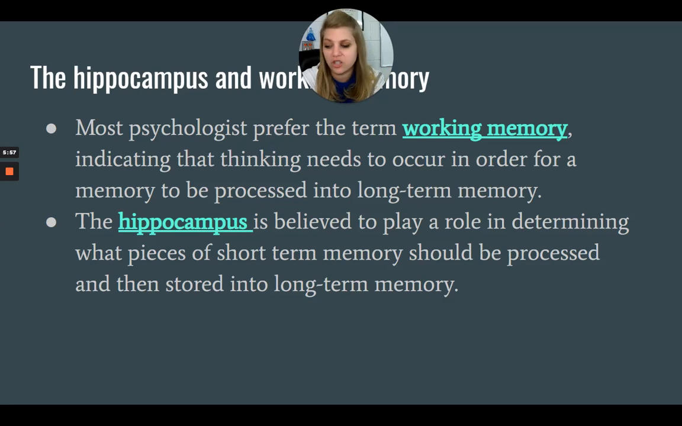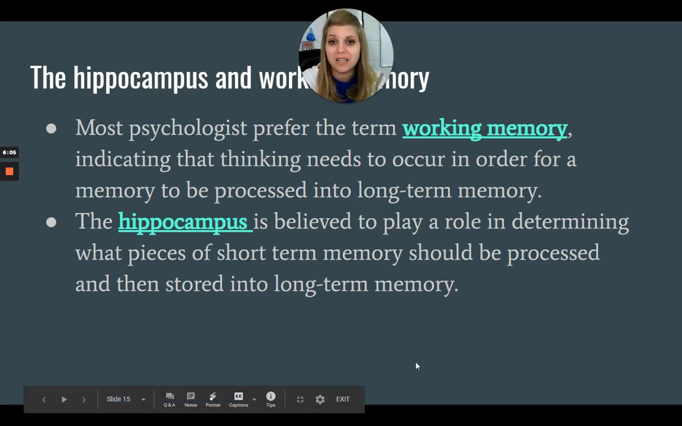So the idea that it's just short-term memory, long-term memory really is kind of a misnomer, because you have to do something with information in order for it to really be something that I store in long-term memory.